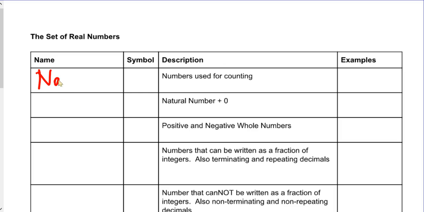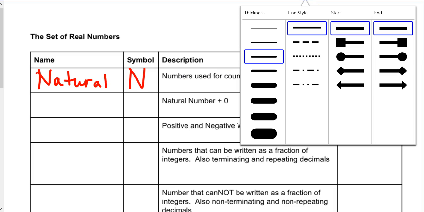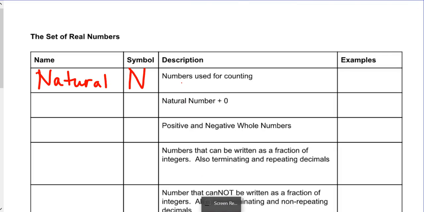So natural numbers with a symbol of N, and sometimes they do a funky little N, but I'm just going to do a regular N. And these numbers are, and I'll do set notation here, 1, 2, 3, 4, etc. Okay? And again, there are some other examples. We can put 2, 3, 10, 20, 100, a million. All of those are counting numbers. Notice that they're all positive, okay?